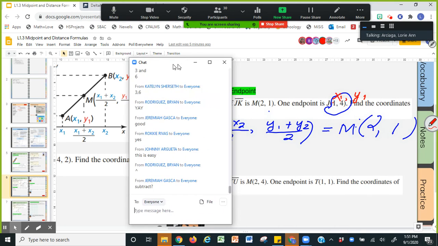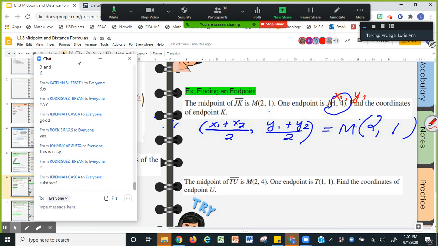Chat, subtract, this is easy, cool. All right, yeah, so now you're working backwards, right? So what we're going to do is your x1 is 1.